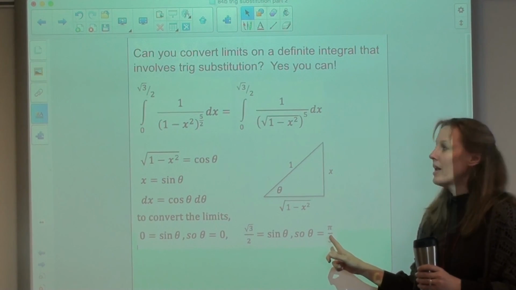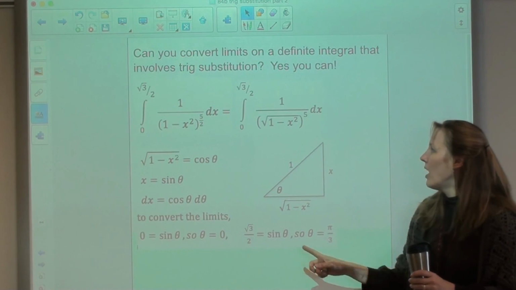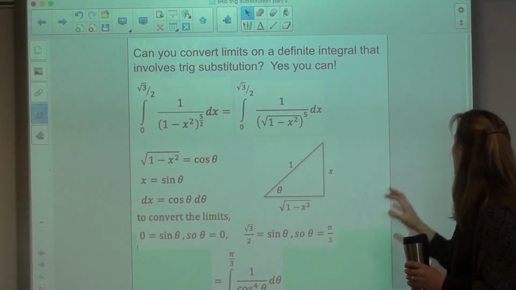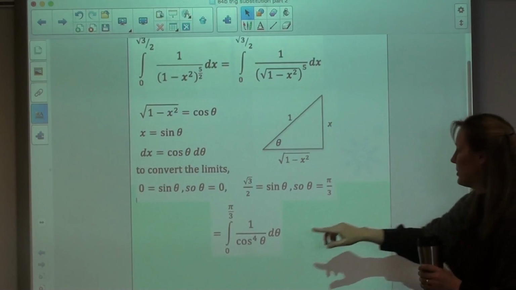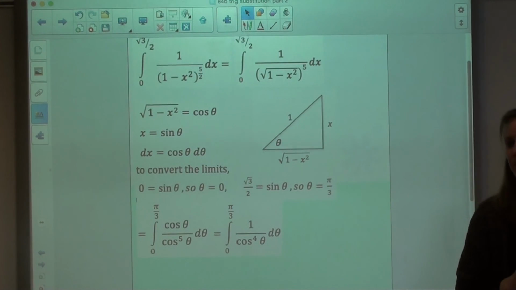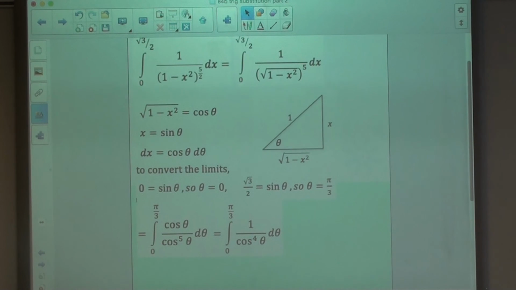So now your new limits are gonna be 0 to pi thirds when you fill in your trig functions. Oops, your trig functions. It's a little bit nice. You can do cosine and cos theta. Cosine to the fourth theta. Now, what's fun with that is this secant.